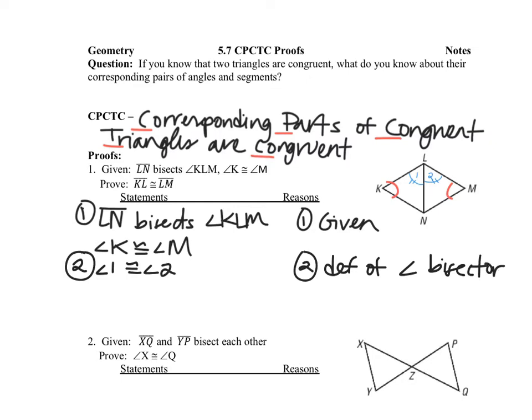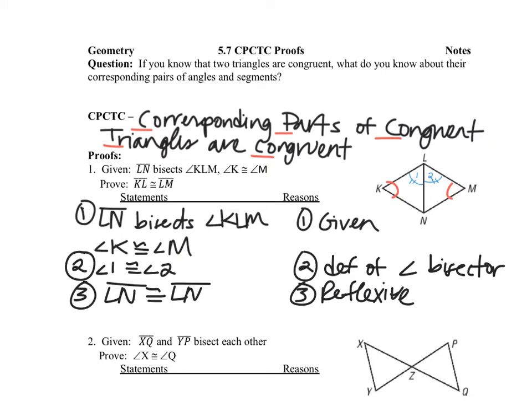Great. If we want to prove these triangles congruent, you need another piece of information. Liberty, what's another thing that I can say is congruent right now? Yep, LN. When we have a shared side, we call that reflexive. Mark it in your picture. You don't get a medal for trying to do it in your head. Just mark it.